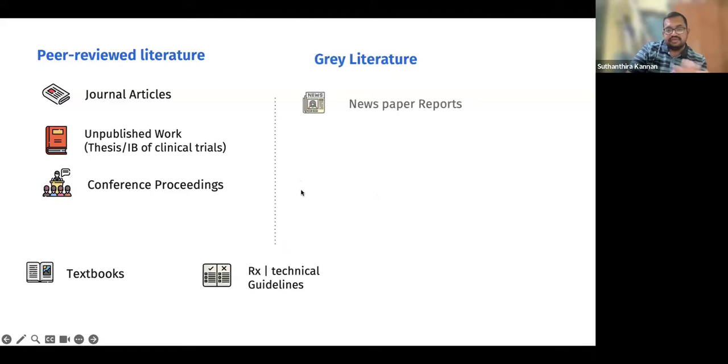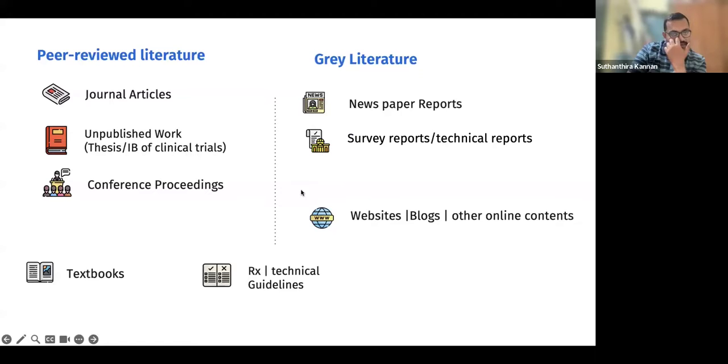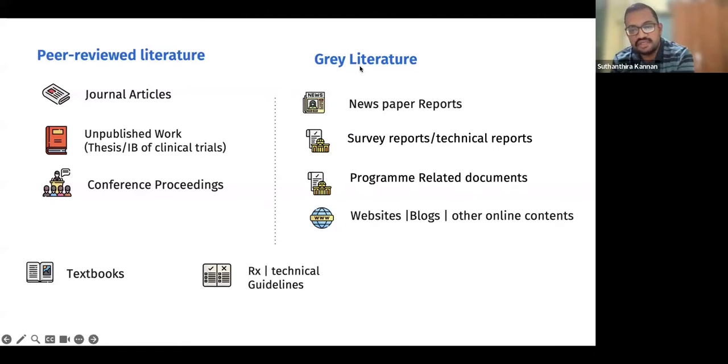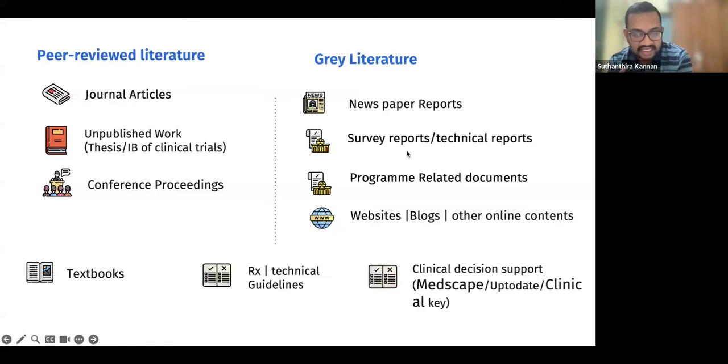Grey literature includes newspaper reports, which you should not use. Website blogs or content should not be used. Survey reports and technical reports come under grey literature. Program related documents also come under it, for example a press information update. Grey literature may be true or may not be true, or may change by the time you publish your paper, as the concept may change. So better try to avoid this grey literature.